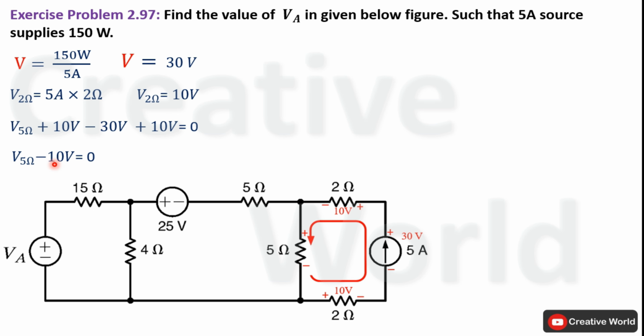Place this minus 10 volt on the other hand side of equal to calculate voltage across this 5 ohm resistance, that will be equal to 10 volt. After calculating voltage across this resistance, we can calculate current through this resistance as well. Using Ohm's law, current equation will be I is equal to 10 volt divided by 5 ohm. So the value of current will be 2 ampere and the direction of current will be downward.